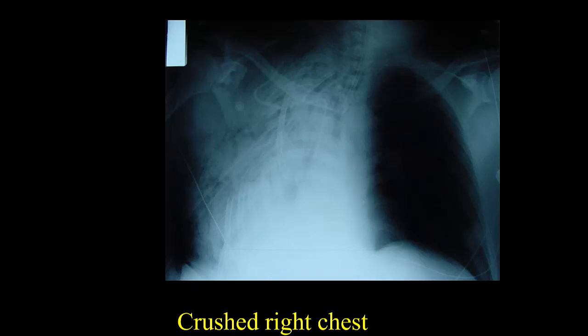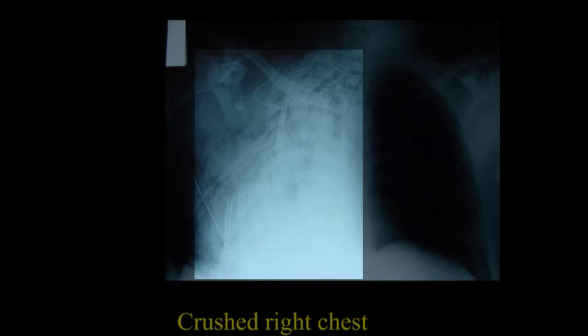Here we see an image where the right side of the chest is totally crushed. Lots of fractures, lots of trauma. We also have not only soft tissue damage, but we have ribs, and we also have some subcutaneous air.